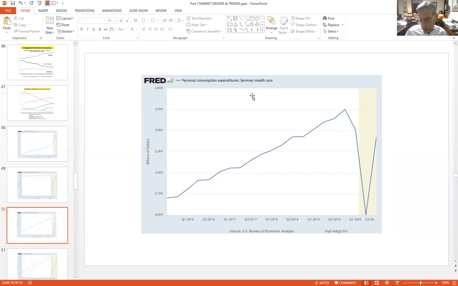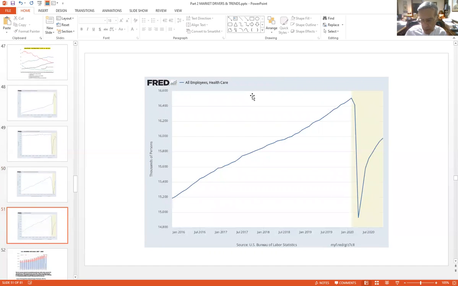That's a real issue. Here we have the employment in the healthcare industry, and you can see the same trend, getting better, but certainly not back to where it used to be.